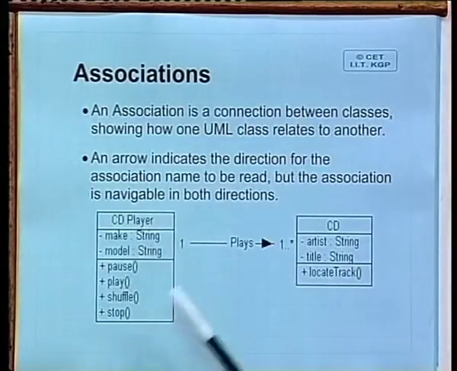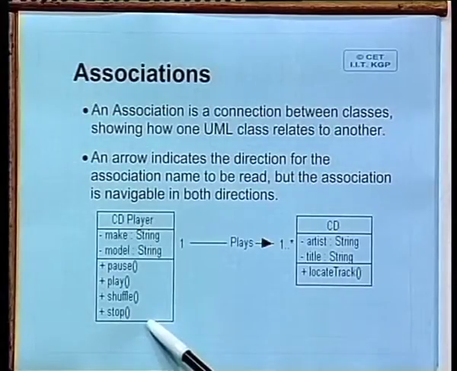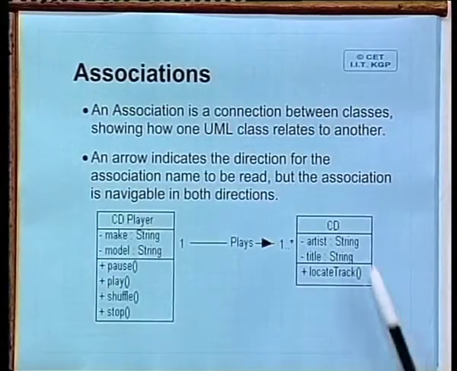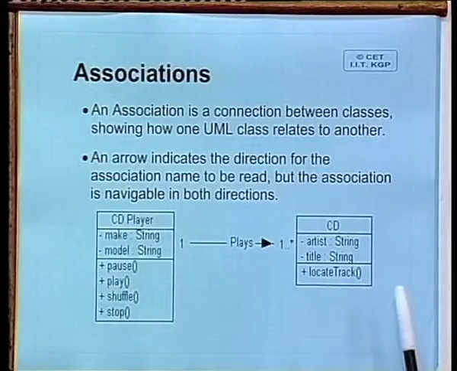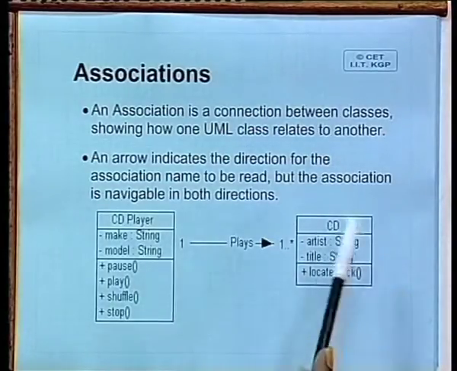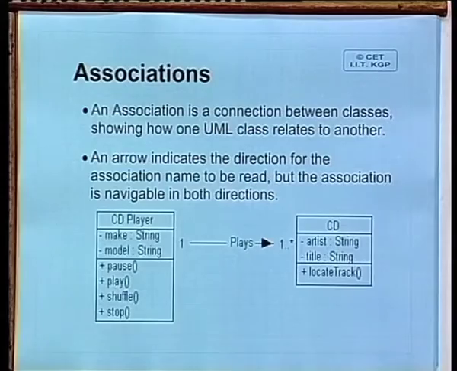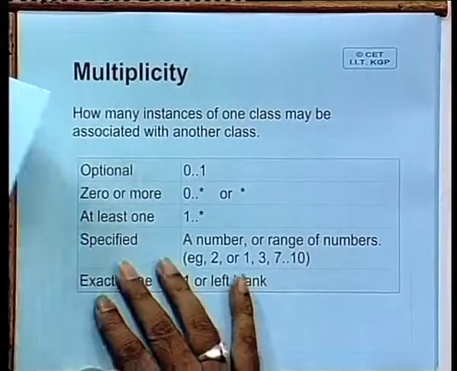Whereas for the CD player we have pause, play, shuffle, stop, and for the CD, locate track. So these are the various operations that are actually possible between the CD player and the CD. Then we can have different kinds of associations.